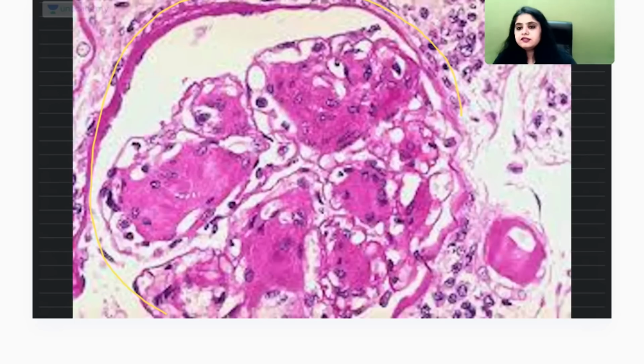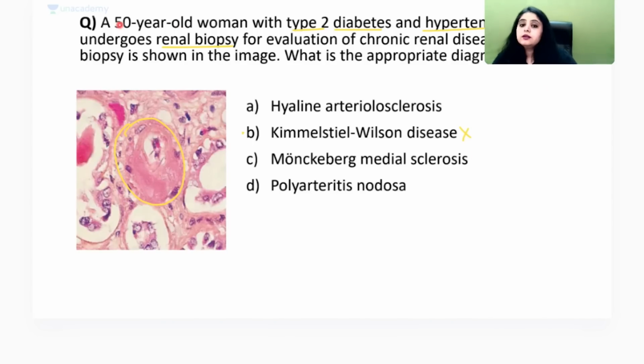So tell me, what is Kimelstein-Wilson lesion? Can anyone help me with the other name? Tell me the theory, and then I'll tell you the image for it. Perfect. If you know the theory well, you will always pick up the image. The other name of Kimelstein-Wilson lesion is nodular. Are you seeing any nodules over here? No. Are you seeing a glomerulus over here?